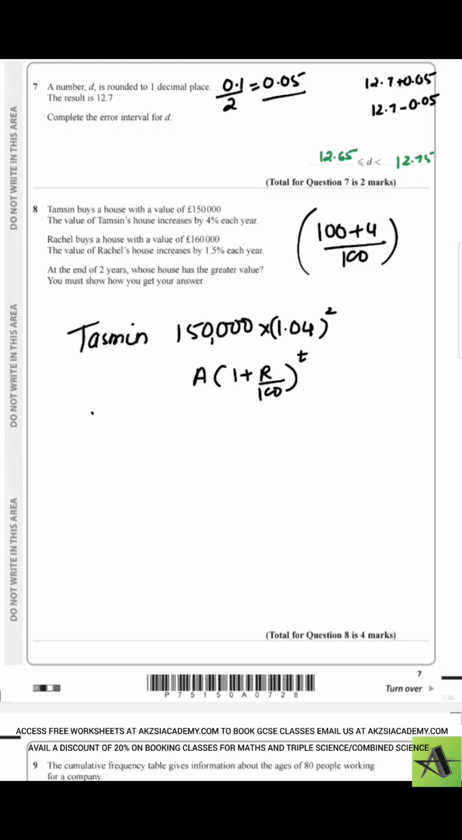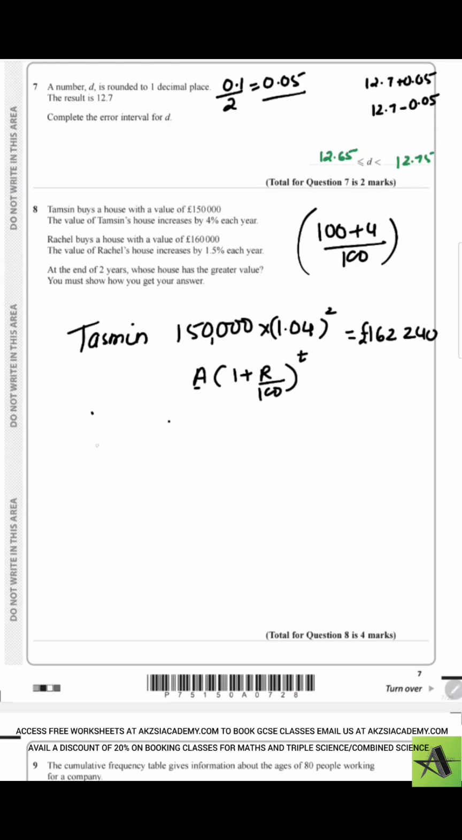So in this case, the initial value is 150,000. r would be 4 over 100, and t is given as 2 years. I'll put that all in and it will give me the answer 162,240 pounds. This is for Tasmin's house.